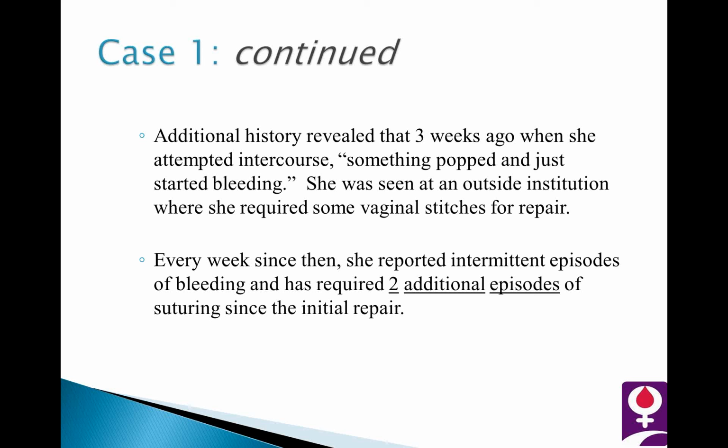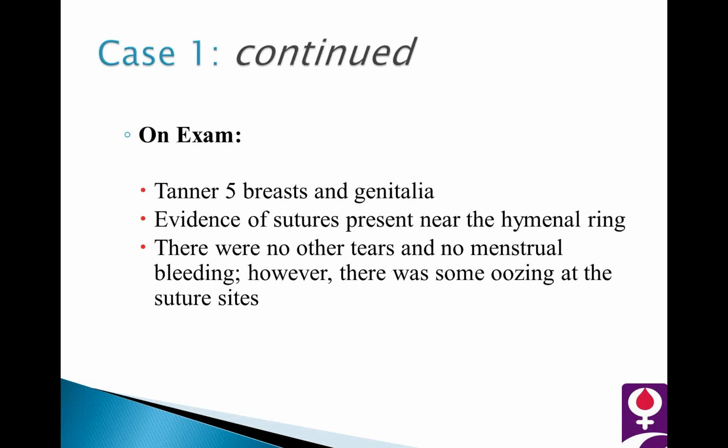Additional history revealed that 3 weeks ago, when she attempted intercourse, something popped and she just started bleeding. She was seen at an outside institution where she required some vaginal stitches repair. And every week since that repair, she's reported intermittent episodes of bleeding and has required 2 additional episodes of suturing since the initial repair. On exam, she has Tanner 5 breasts and genitalia. There is evidence of sutures present near the hymenal ring where she reported the tear, but there were no other tears and no evidence of menstrual bleeding. However, at the suture sites, there was some oozing.